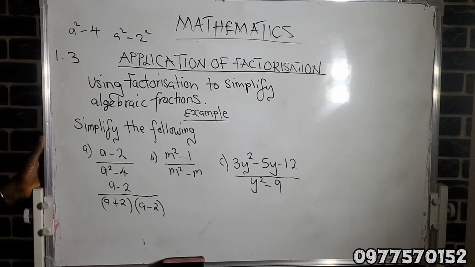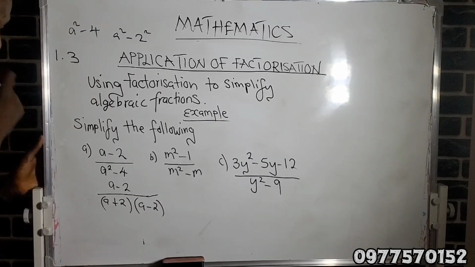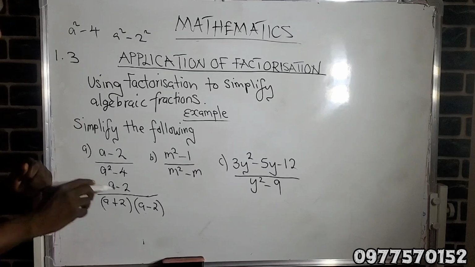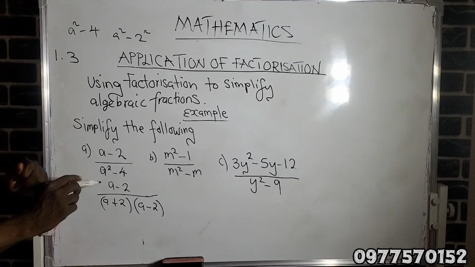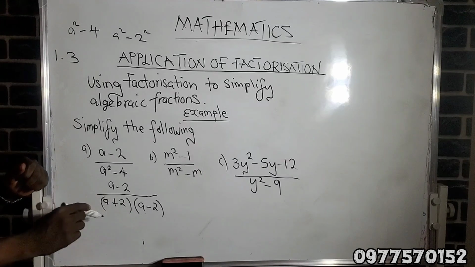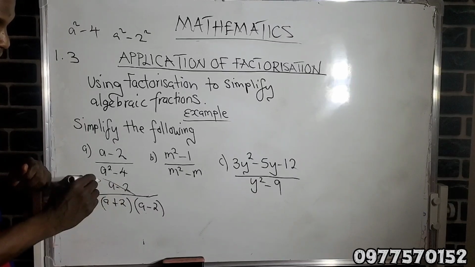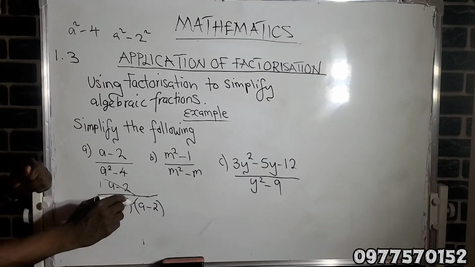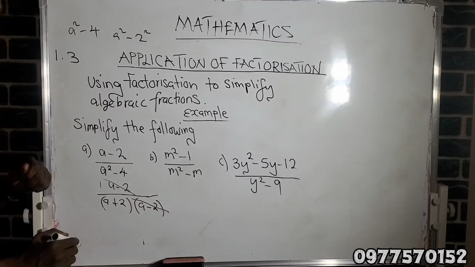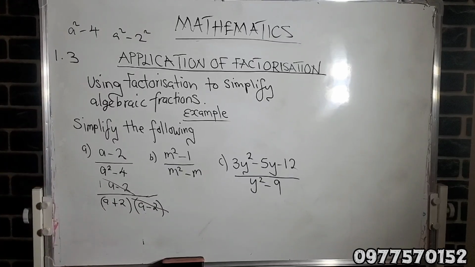There's no need to show this; it's 2 marks. Now my question I can ask you is, do you have what is common on the numerator and denominator? Yes. A minus 2. So this a minus 2 will remain with what? 1. And this a minus 2 will go. Yes.